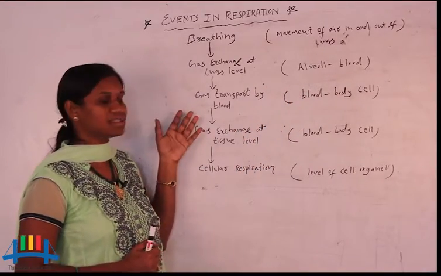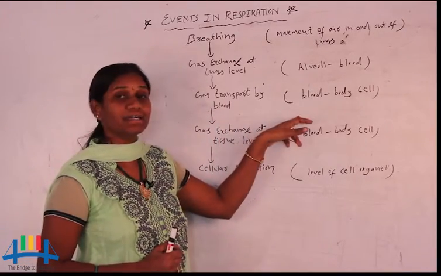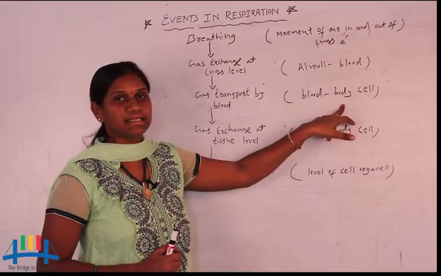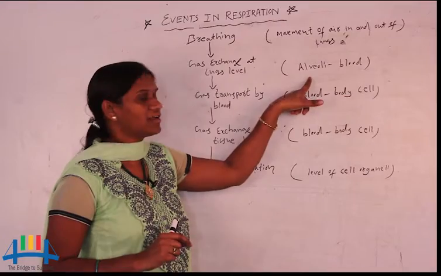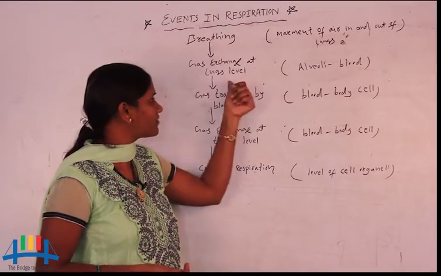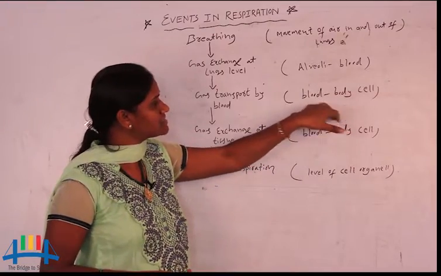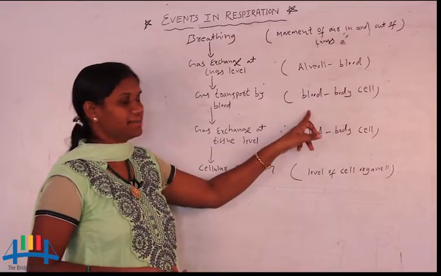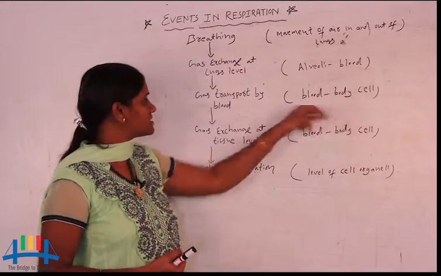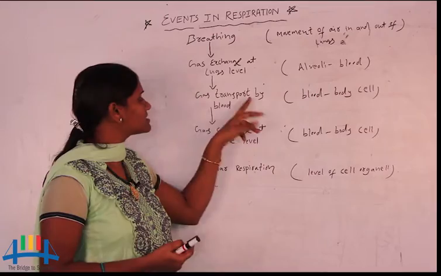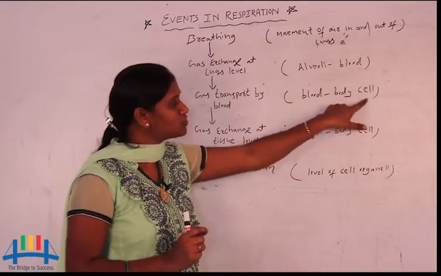Then we observe the third level, gas transported by the blood to body cells. Here cells are involved. Why? Because the lungs are the organ, and alveoli are the basic structural and functional unit of the lungs, that is, cells. The blood is again directly connected to body cells. The gas is transported by the blood and reaches the body cells.